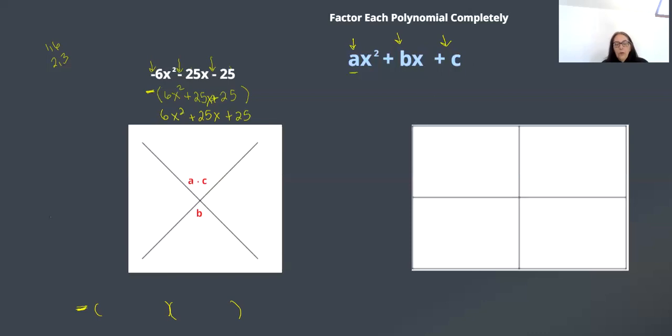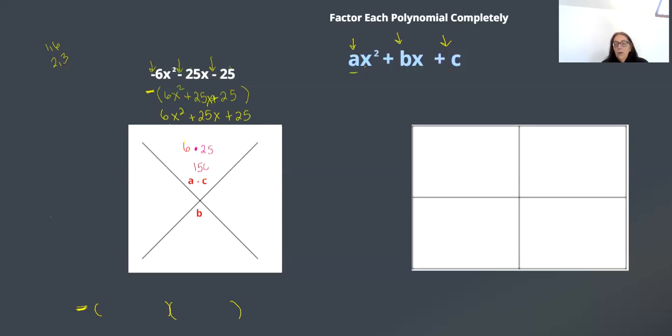So the first thing we're going to do here, if you look at the big X here, we have a times c. So a, again, is the number in front of the x squared. So when I look at my problem here, we've got a 6. And we're going to multiply that by c. Well, c is the number that doesn't have the variable. It's the constant. So 25. When I take 6 times 25, I get 150. So that's what we have here.